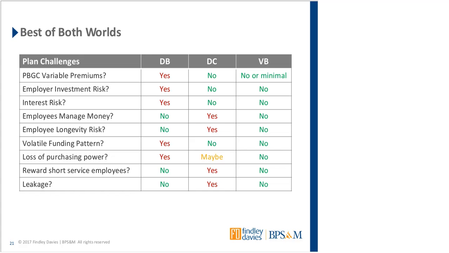So in terms of rewarding short service employees, as we showed in the one example, the defined benefit and variable benefit plans are much cheaper in the earlier years than the defined contribution model. And finally, the last point here talks about leakage.